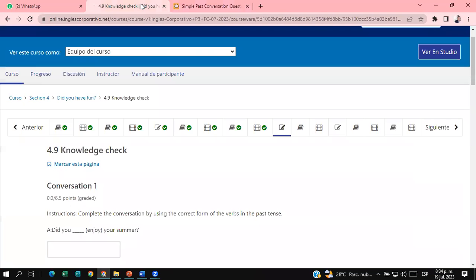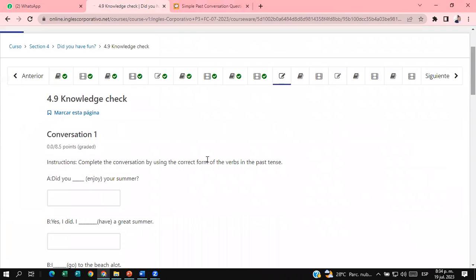Okay, let's continue. And I'm going to read the instructions. It says, look at here. Instructions. Okay? Instructions. Complete the conversation by using the correct form of the verbs in the past. Okay. And the first one is going to be Edwin.